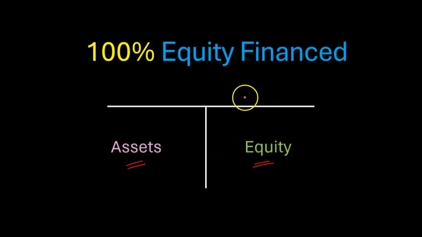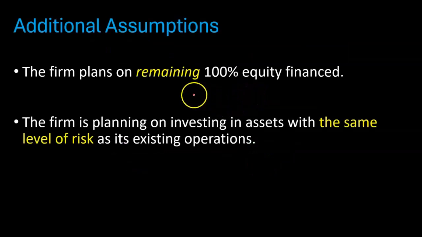There is no debt. Moreover, we're going to assume that the firm is planning on remaining 100% equity financed, so debt is going to continue to be zero. And if the firm is planning on making any additional investments, it is in assets which are as risky as the assets that the firm already has in place. These are very, very important assumptions. I will explain the implications of these in just a minute, but please keep these two assumptions in mind as we work through our example.